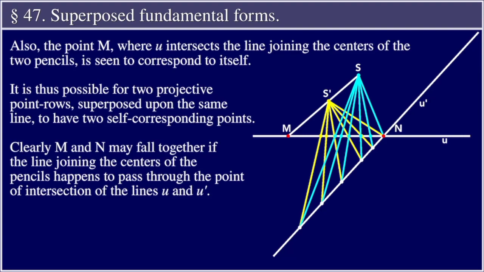to itself. It is thus possible for two projective point rows superposed upon the same line to have two self-corresponding points. Clearly, M and N may fall together if the line joining the centers of the pencils happens to pass through the point of intersection of the lines U and U'.